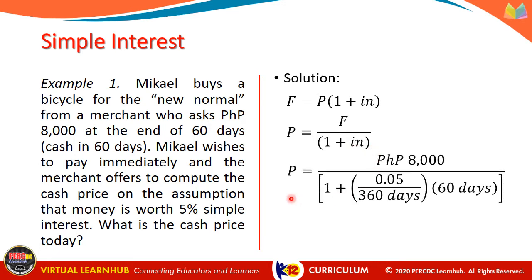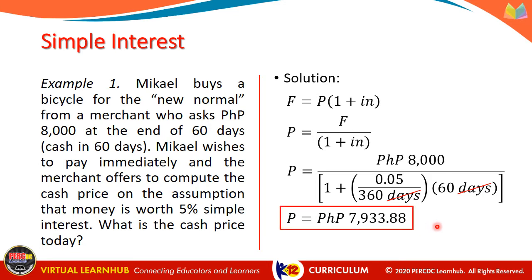Substituting the given, that would be 8,000 over 1 plus 0.05 over 360 days times 60 days. We can cancel the unit days, and we will get the answer 7,933.88. Just press this in your calculator and you should be able to get 7,933.88.